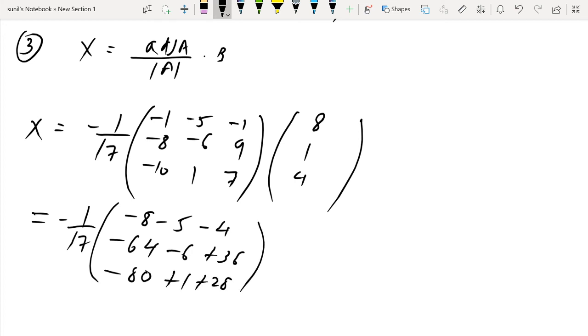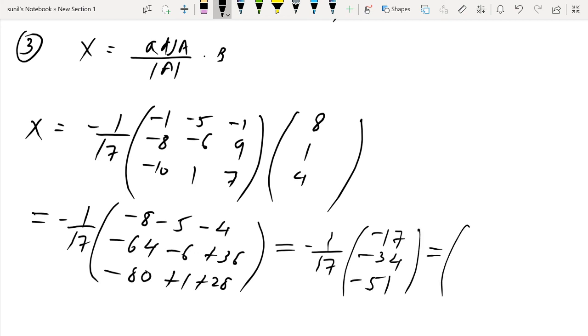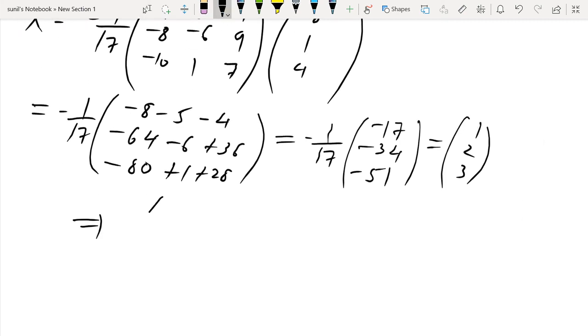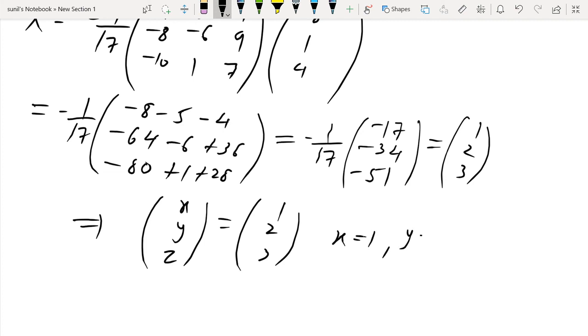Now if you simplify it, minus 17, then minus 34, and minus 51. And if you divide it, it turns out to be 1, 2, 3. So this implies x, y, z: you can say that x is 1, y is 2, and z is 3. So this way you can solve the question. I hope you liked this video.